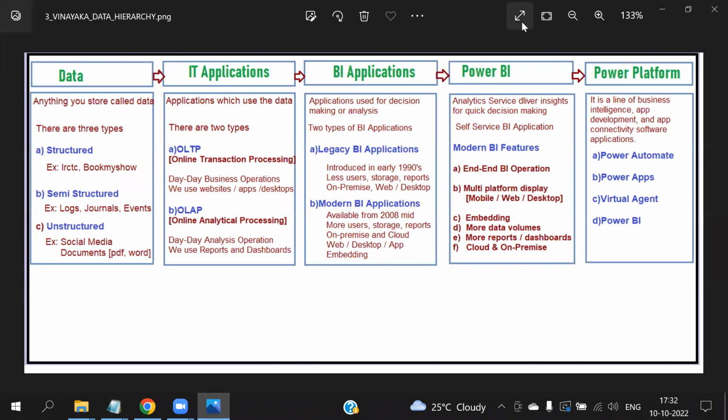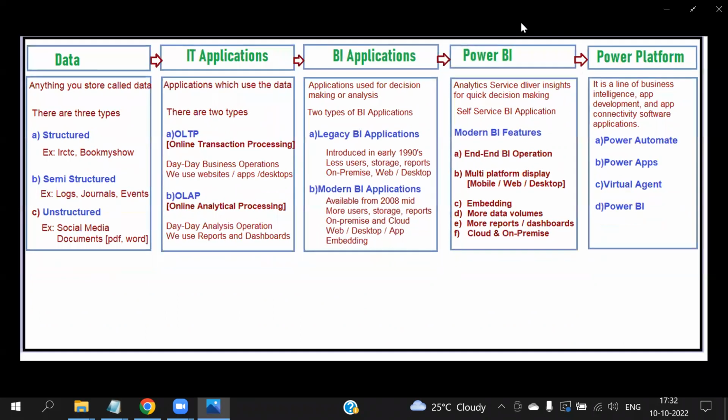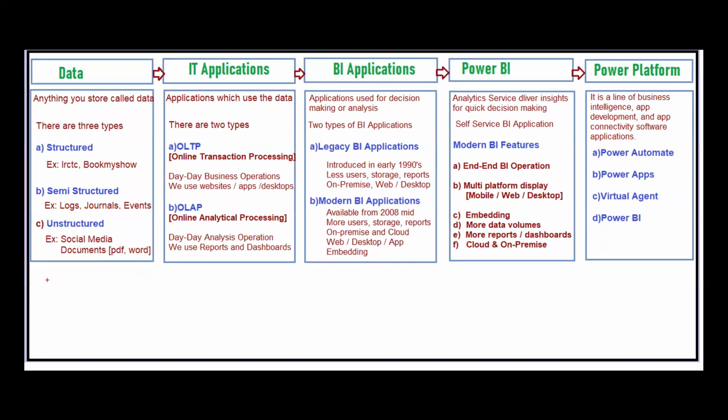Right. Look at this picture. This is the evolution you are supposed to know. Data to Power Platform. What is data? How many types of data are available in the current market? And IT applications use what type of data? And how many types of IT applications are available in the current market? What is a BA application and BA application categories? And Power BI comes under which category? And is Power BI standalone or is it depending on any other? So this hierarchy I'm going to explain along with the market of Power BI.